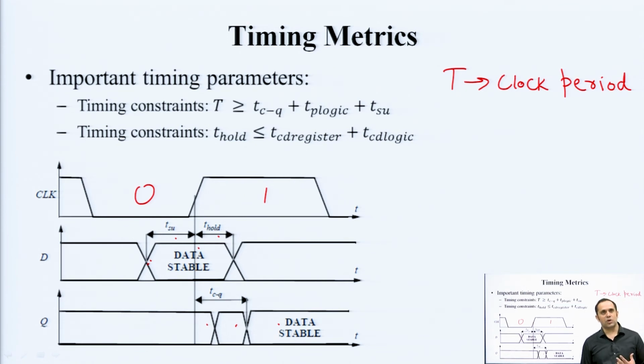And your hold time should be less than or equal to the contamination delay with respect to the output, plus the contamination delay with respect to the input. So, these two time values added together, the hold time should be less than or equal to that. So, these two timing constraints are the most basic constraints which a sequential circuit should satisfy.